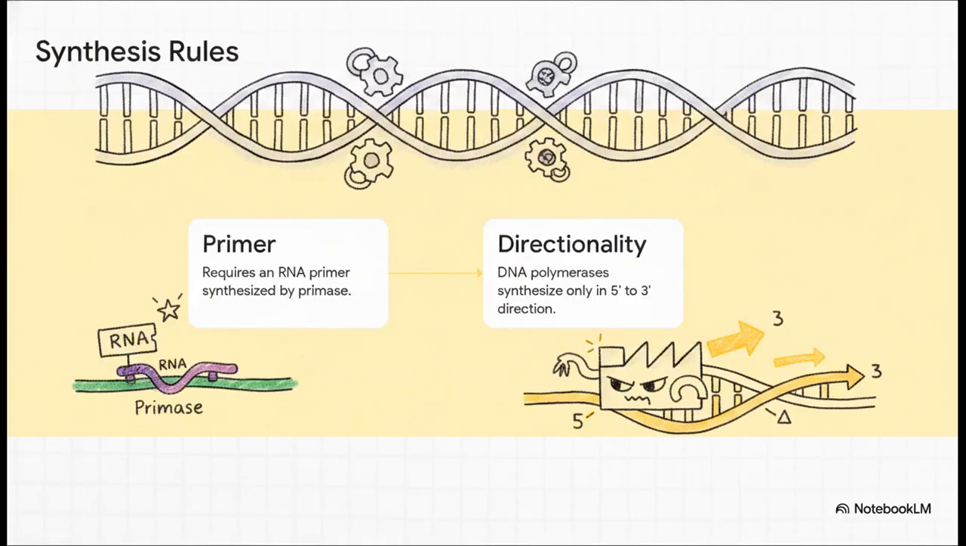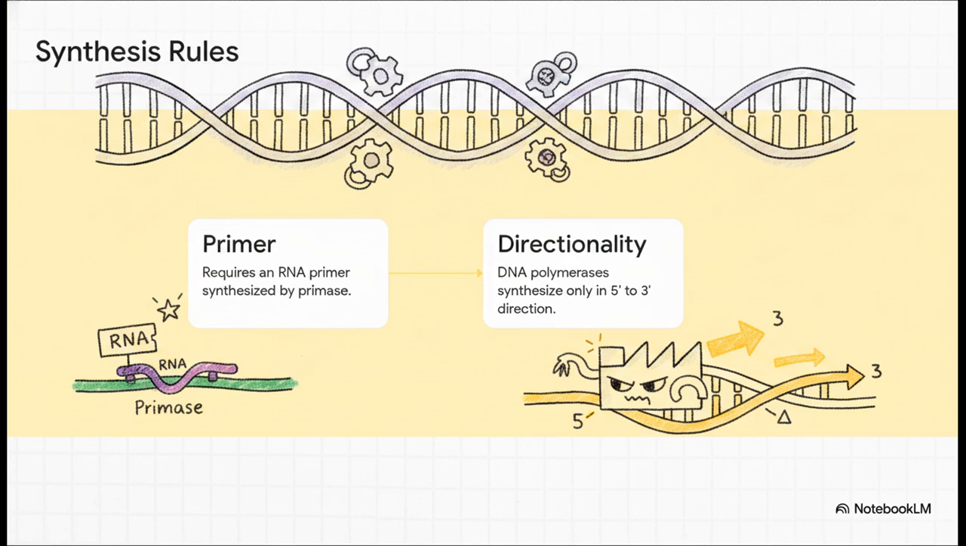But the actual construction, well, it isn't a free-for-all. The enzyme responsible for building the new DNA, which is called DNA polymerase, acts kind of like a highly picky factory worker with 2 unbreakable rules. First up is primer dependency. It absolutely refuses to start from scratch. No way. It requires an RNA primer synthesized by another enzyme called primase just to kick off the whole shebang.